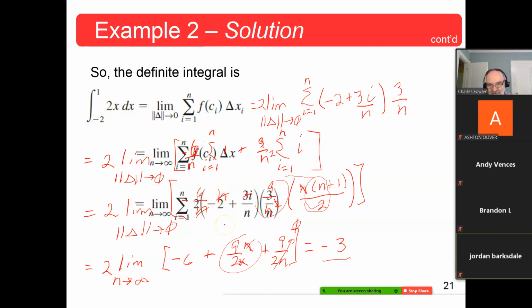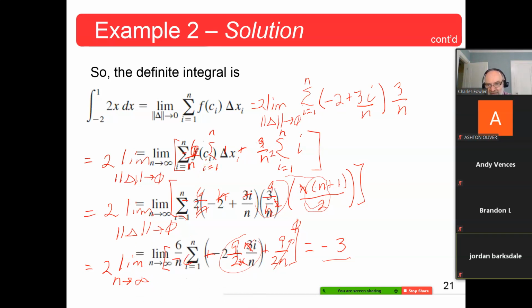The c sub I from the previous slide was minus 2 plus 3i over n. And then your delta x sub I, they left off the I here. Should have an I in there. That was 3 over n from the previous slide too. Okay?